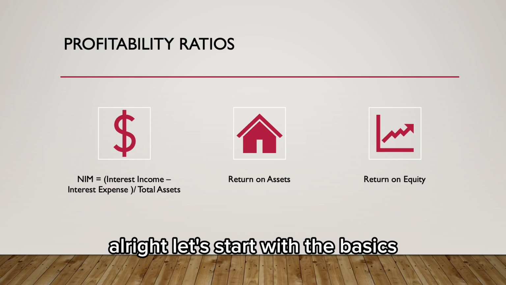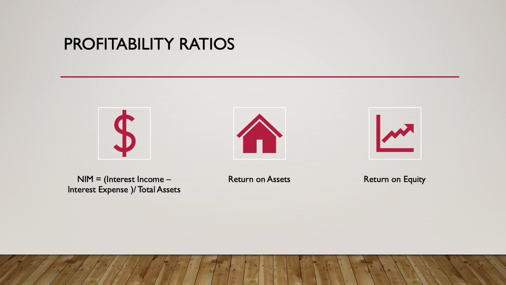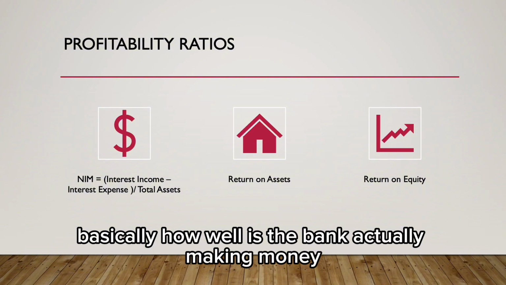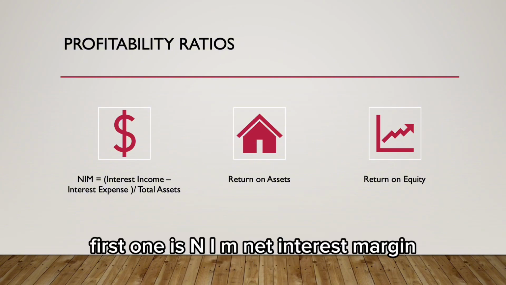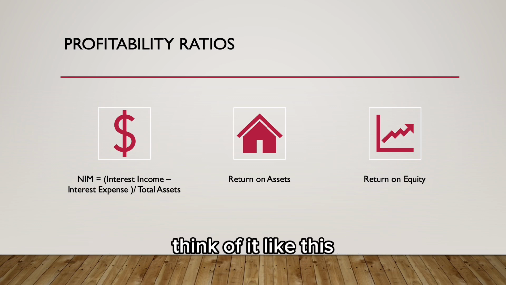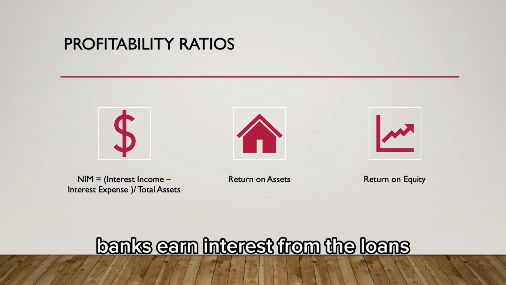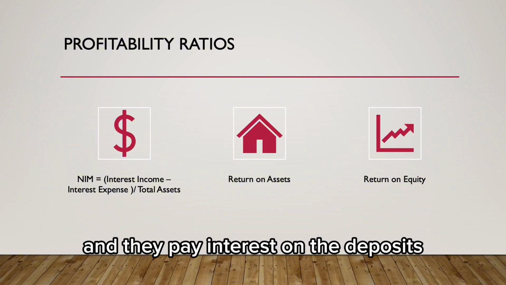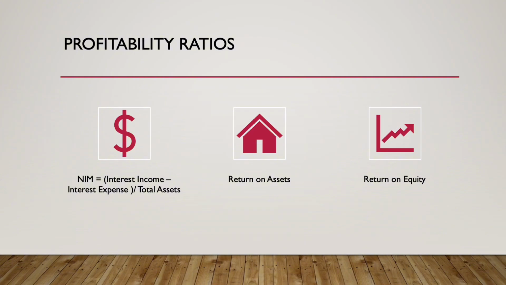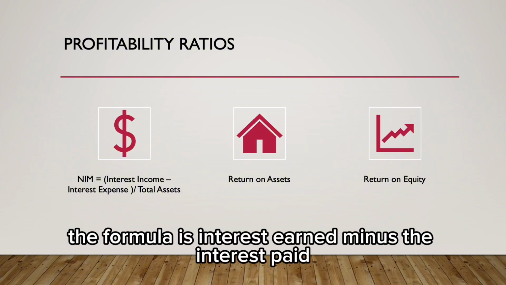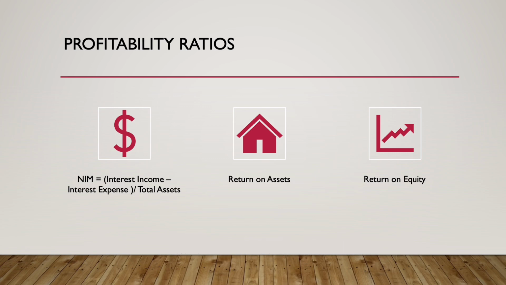Alright, let's start with the basics. Profitability. Basically, how well is the bank actually making money? First one is NIM, net interest margin. Think of it like this. Banks earn interest from loans and they pay interest on deposits. NIM shows the difference between the two. The formula is interest earned minus interest paid, divided by total assets.